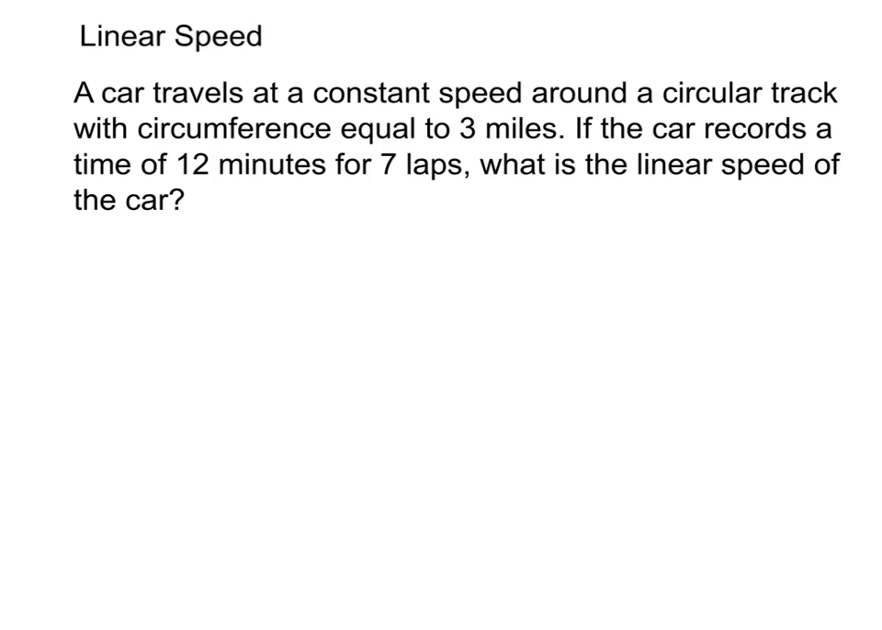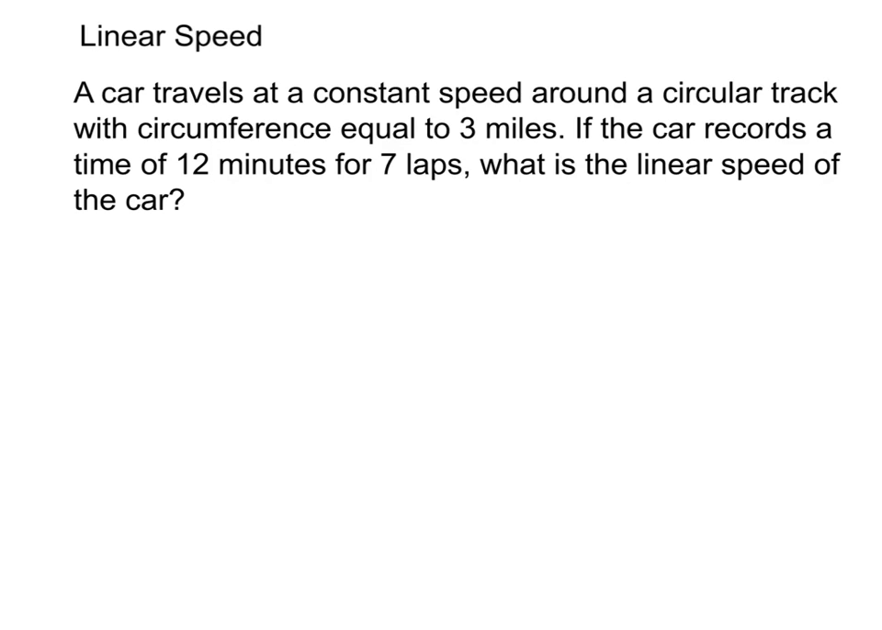Let's take a look at an example involving linear speed. To find my linear speed, I need to know the arc length, and I'm going to divide it by the time. In this case, we have a car that's traveling at a constant speed around a circular track, and the circumference of that track is equal to 3 miles. If the car records a time of 12 minutes for 7 laps, what is the linear speed of that car? And we're going to do it in miles per minute.